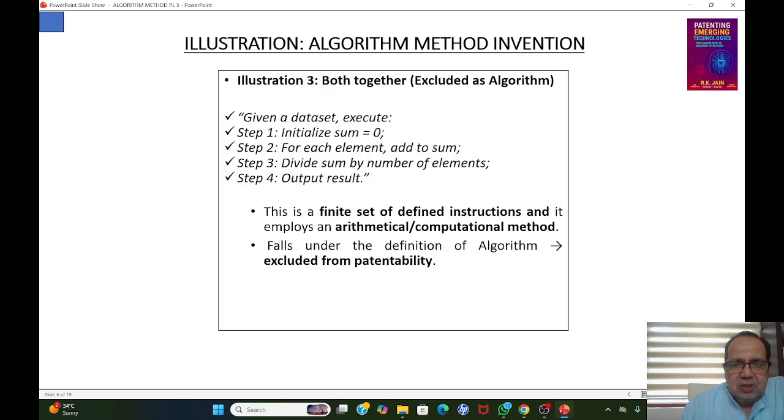But if we bind together both the statements as well as the methodology, then in illustrations like this, given a data set, followed by steps, step 1, step 2, step 3, with predefined finite instructions, in that case it would qualify as an algorithm, but it would still be excluded from patentability.